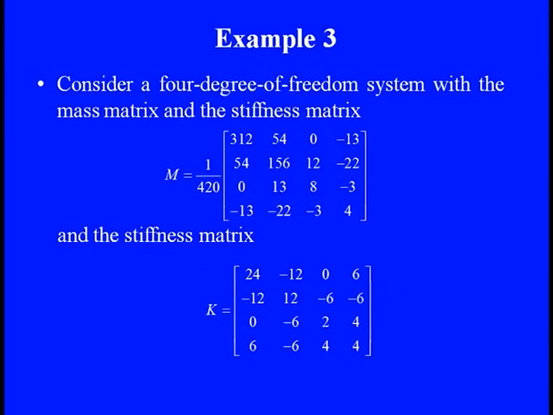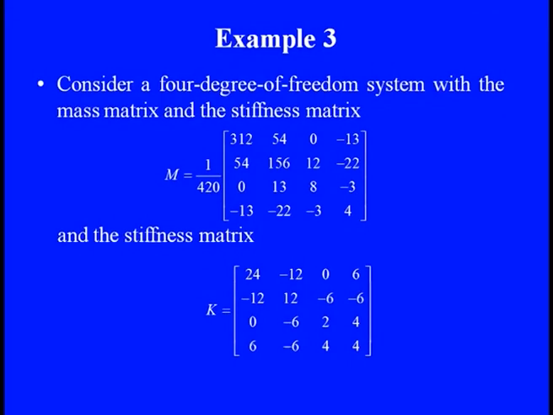Now we are considering one example with a 4 degrees of freedom system, in which the mass and stiffness matrices are like this. The mass matrix is equal to 1 by 420, and the diagonal elements are 312, 156, 8 and 4. In the first row we have 312, 54, 0 and minus 13, and in the second 54, 156, 12 and minus 22. Similarly for the third and fourth rows.